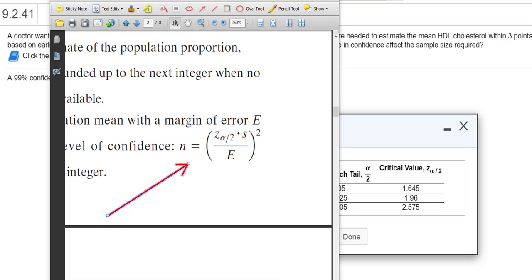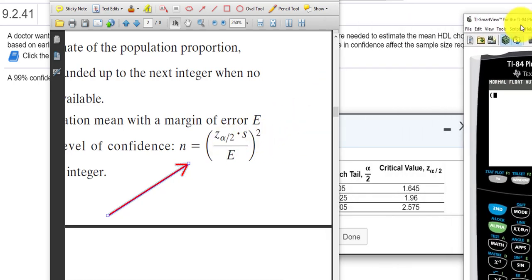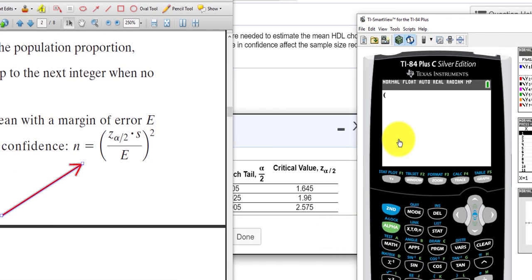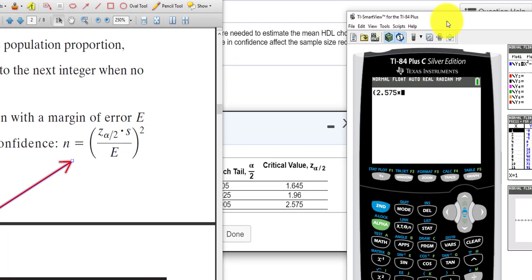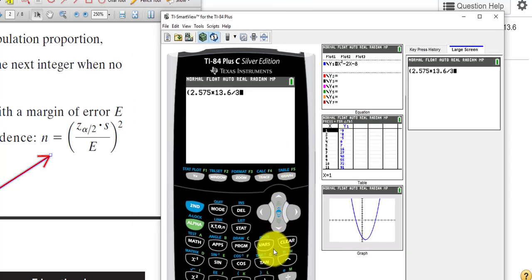If I open my calculator and enter this formula, let's start with the parentheses. My critical value was 2.575, times my standard deviation, S, which was 13.6. Then we divide that by the error, which was within 3 points, so plus or minus 3. So I'm going to divide this by 3, and then close my parentheses. So this middle part's handled right here. And then I have to square it, so raised to the second.